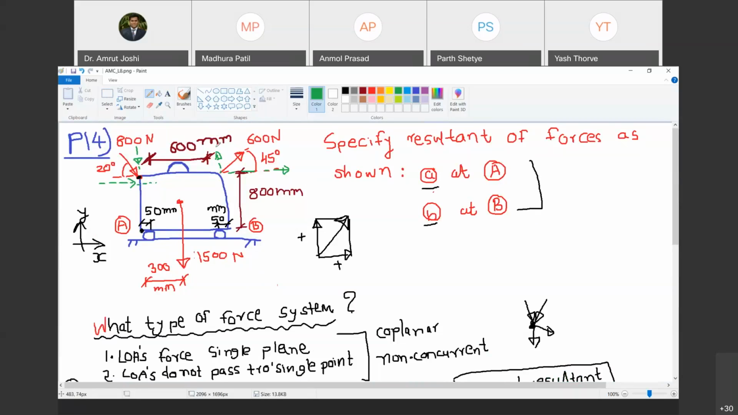600 sine 45 multiplied by perpendicular distance. So if I were to extend this vertical line and drop a perpendicular from A, that distance is 600 plus 50 plus 50. That is 700. Do you agree with me? Yes, sir. So 600 sin 45 multiplied by 700. और साइन बोलो कौन सा होगा इसका, क्लॉकवाइज है या एंटी क्लॉकवाइज है मोमेंट?